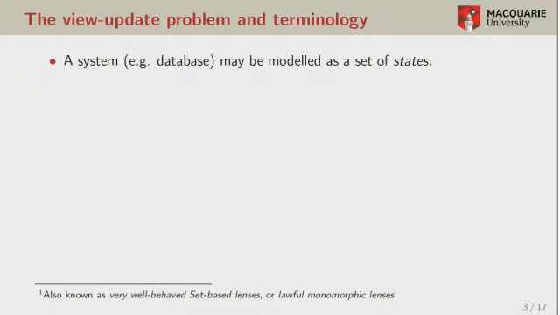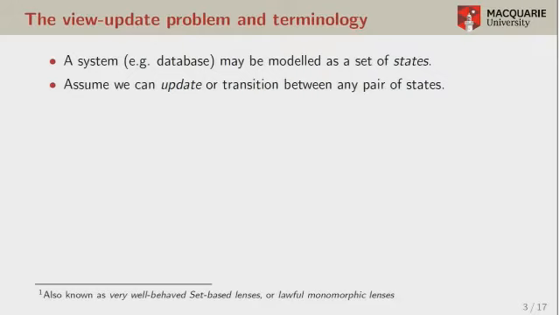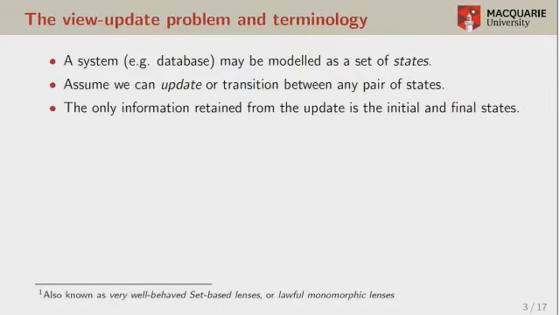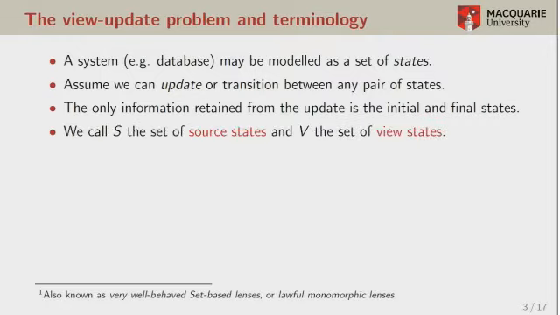And so the view update problem, and just some terminology to make sure everyone's on the same level. A system or a database can be modeled as its set of states. And we assume that we can transition or update between any state of this database to any other state of this database. Whether you think that's a reasonable assumption or not is a really good question, and I'll come back and challenge this assumption later on. The only information that we retain from this update is where we started and where we finished. And again, this is just some terminology.